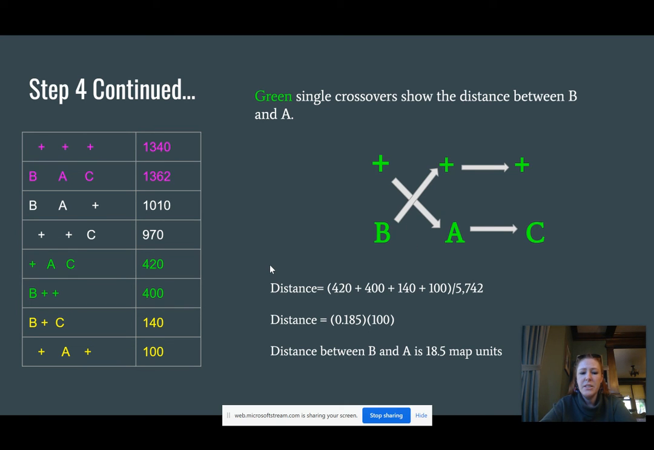Same thing here. To find the distance, we add up the number of individuals. So we've got 420 plus 400 plus the double crossovers again, and we're going to divide by the total. Our distance in this case is going to be 0.185. And here again, I've multiplied by 100 to get map units. So the distance between B and A is 18.5 map units.